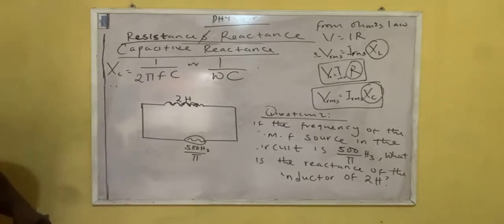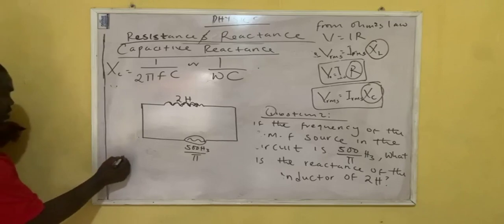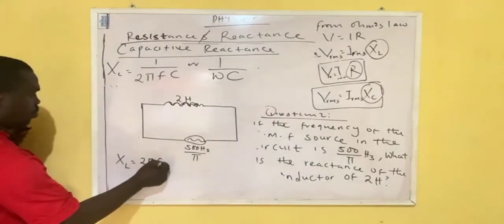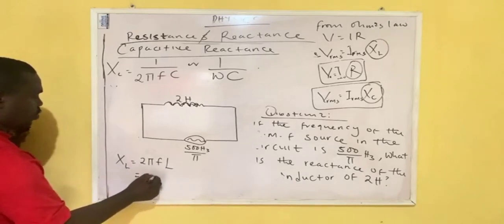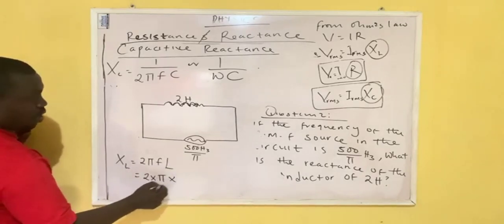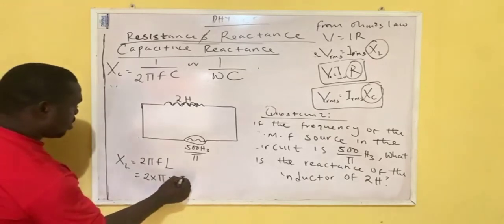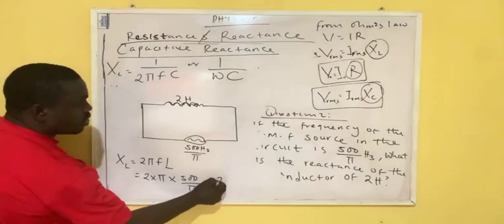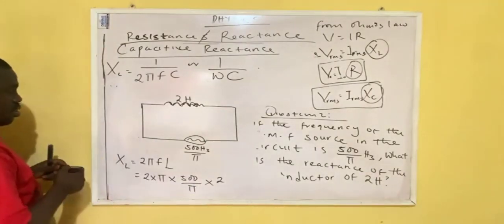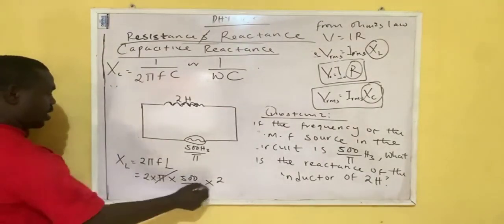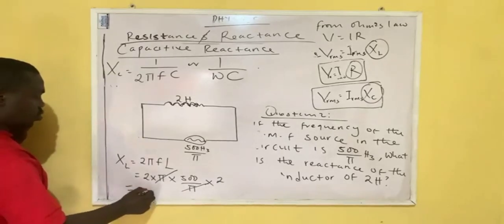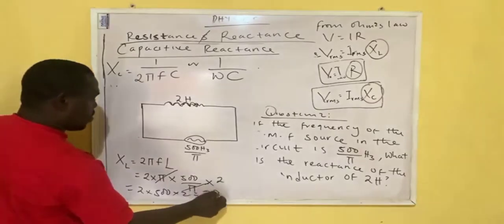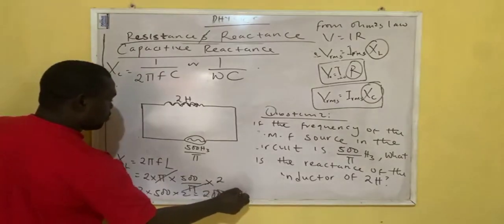So from here, we are told to find the inductive reactance, which is 2 pi fL. So we have 2 times pi. Our frequency is given, yes, 500 over pi. And then the inductor is given. Okay, so pi cancels pi. So 2 times 500 times 2. I think that's 2000 ohms.